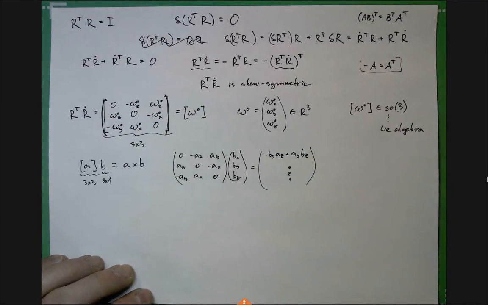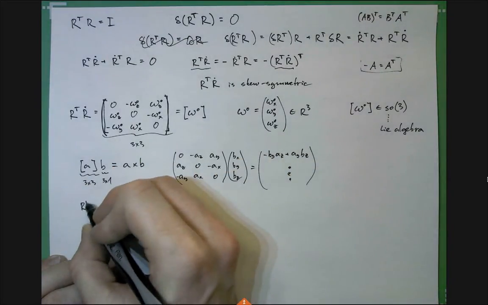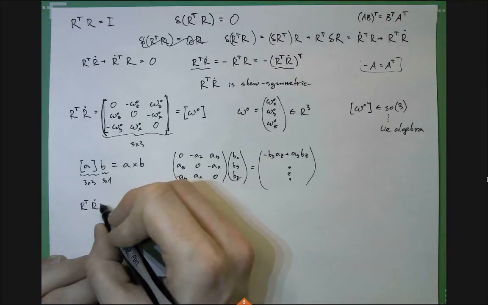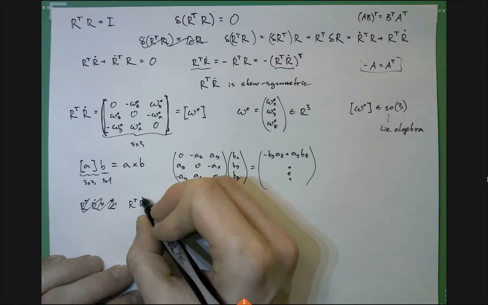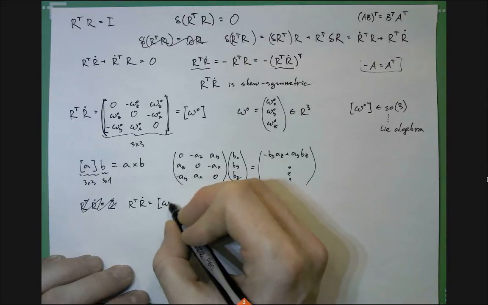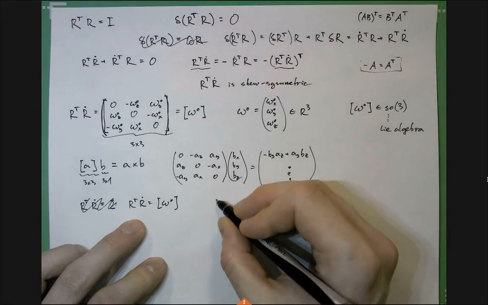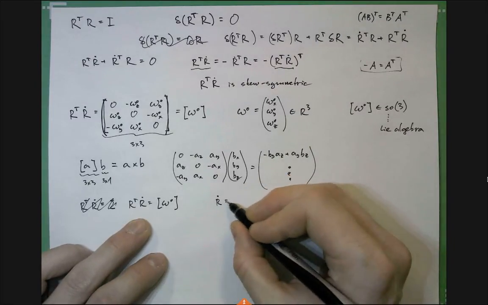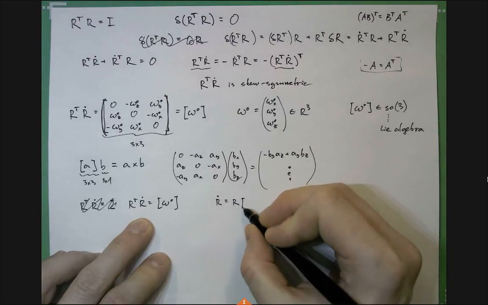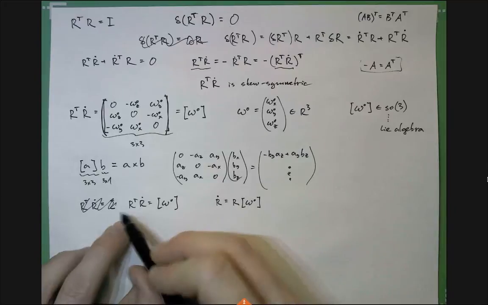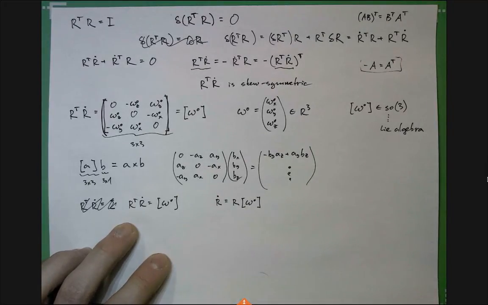So let me write this again. What we've shown here is that R transposed R dot is this matrix, the skew symmetric matrix born from some vector omega 0. That also means that I can write R dot, if I am interested just in the pure derivative of the rotation matrix, as just R times omega 0, right? Because I just multiply this equation from the left with R, and R R transposed is identity, so that goes away.